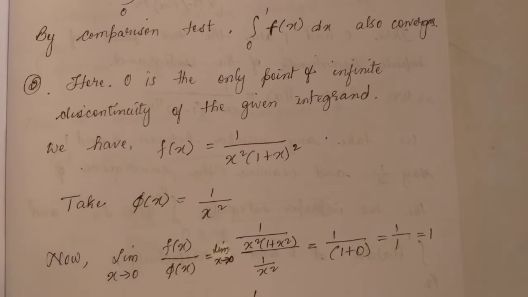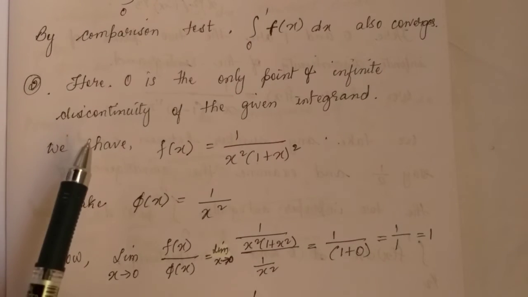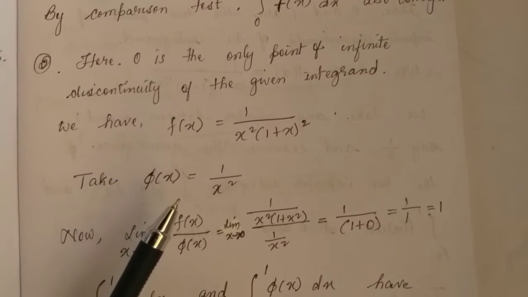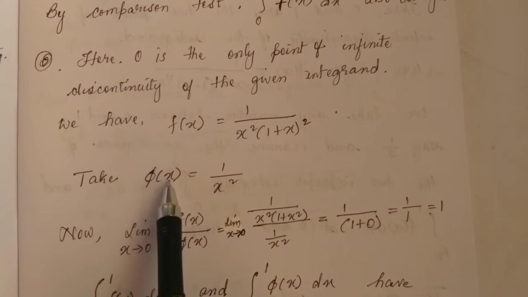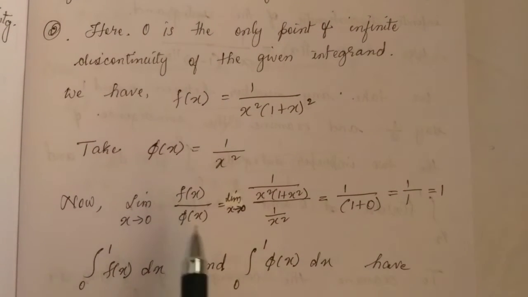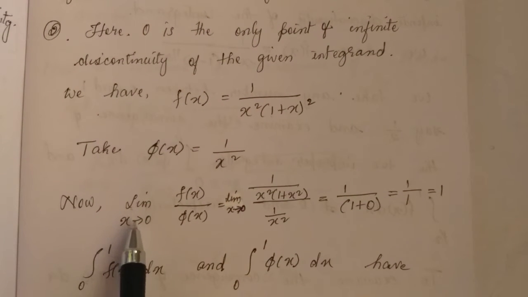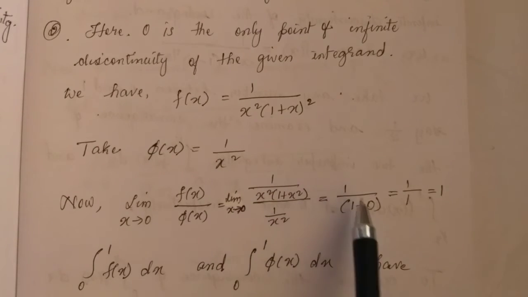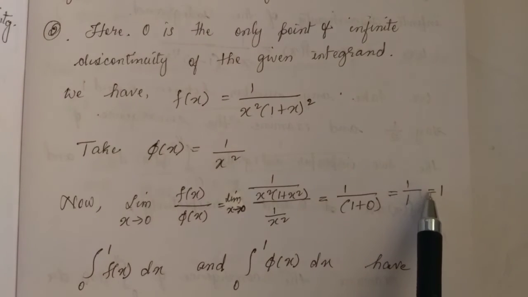Now we will proceed in the same way as in the previous example, but here you're taking your phi of x equal to 1 by x squared. So let us find out the limit where x tends to the point of infinite discontinuity, f of x by phi of x. You substitute the value of f of x, then substitute the value of phi of x. You will get the limit to be equal to 1, which is neither equal to 0 nor equal to infinity.